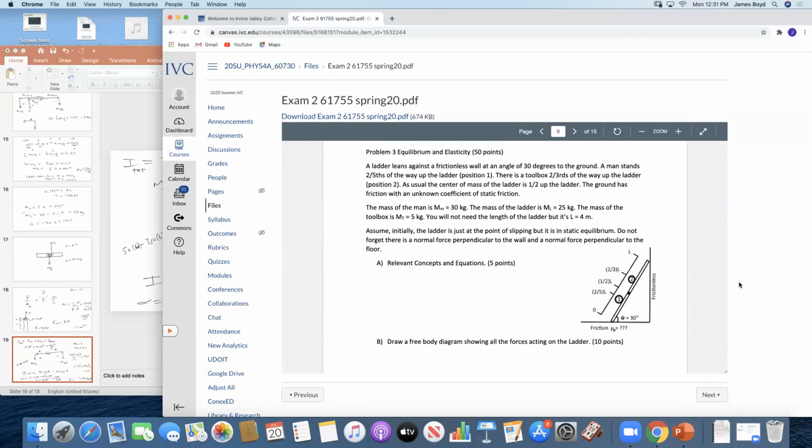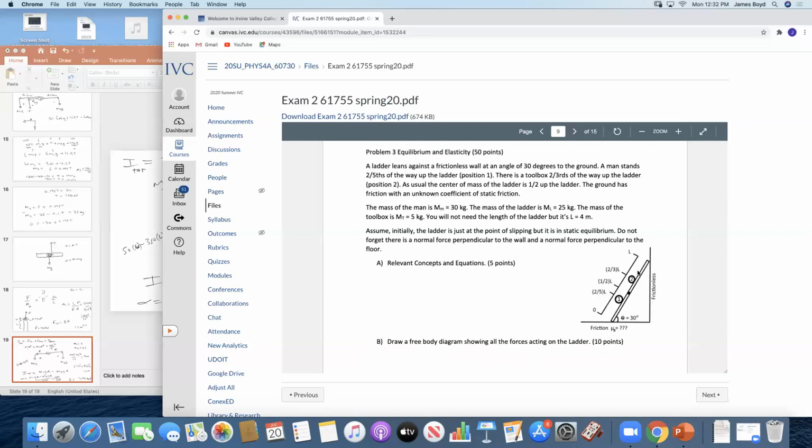But this is what I want to talk about here. So this is the other type of equilibrium problem, when it's not a scaffold. This is an equilibrium problem where things are all at angles. And there's some really important stuff to talk about here.